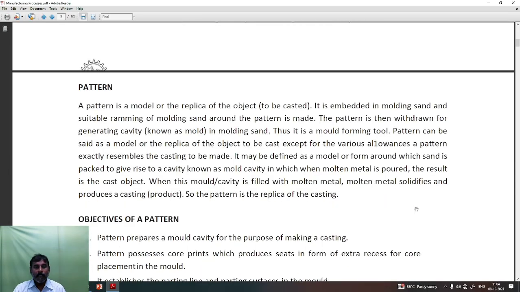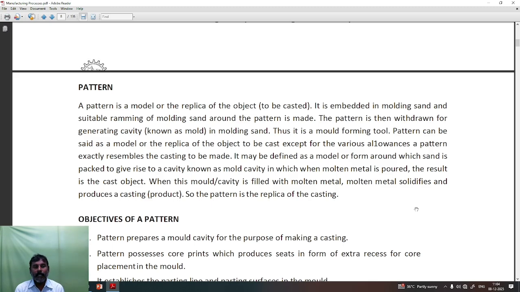Pattern: a pattern is a model or the replica of the object. It is embedded in molding sand and suitable ramming of molding sand around the pattern is made. The pattern is then withdrawn for generating a cavity in the molding sand. Thus, it is a mold forming tool.